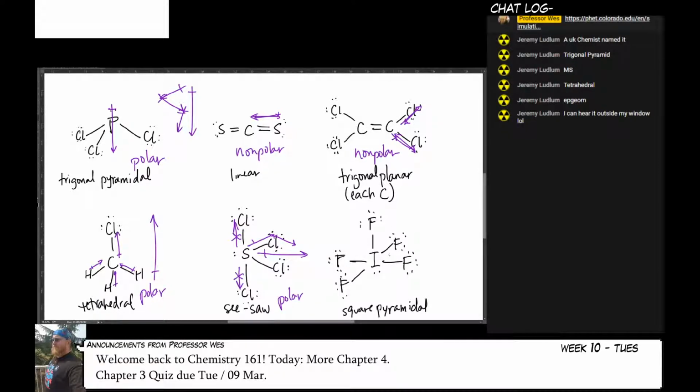And then for IF5 here, these two are going to cancel each other out. These two are going to cancel each other out. And it doesn't matter what orientation you did them, as long as you did the correct geometry, which is square pyramidal. You're going to have a square, and the ones in the square will cancel, leaving only this one, which is the overall.